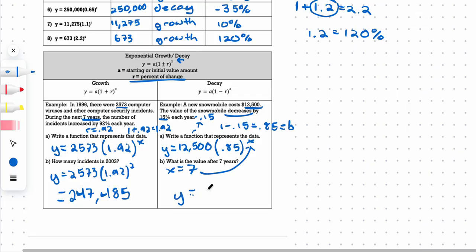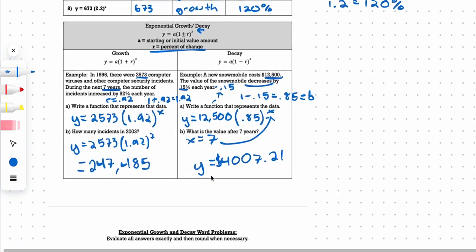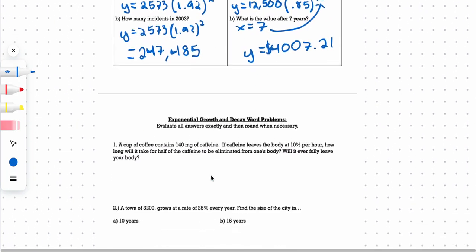Y is going to equal 4,007. I'm just rounding to the nearest whole number. We'll round to the 100th place just because it's money, and dollars. Okay, so that's our exponential decay.